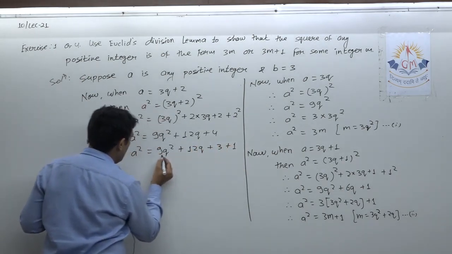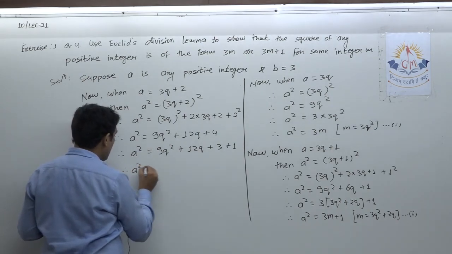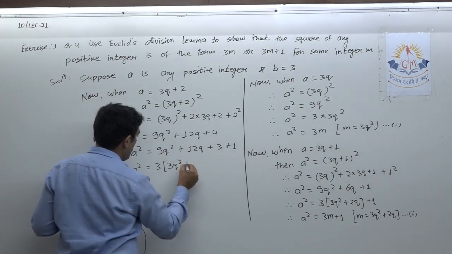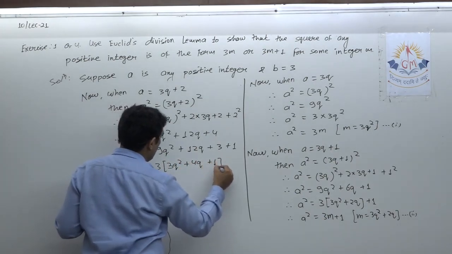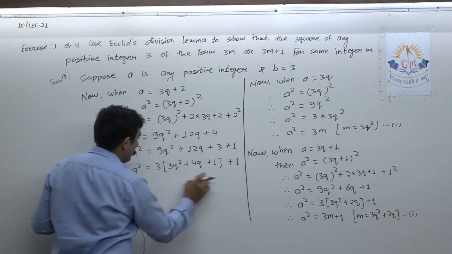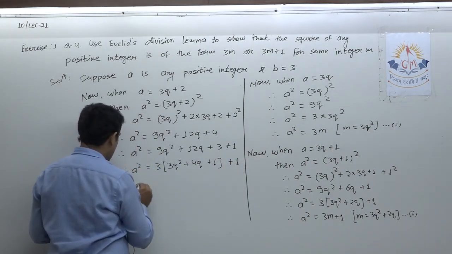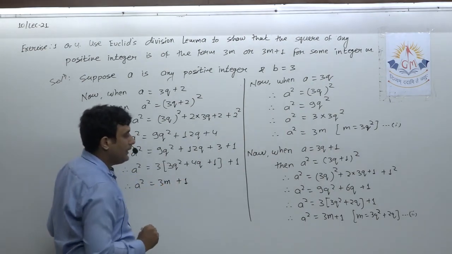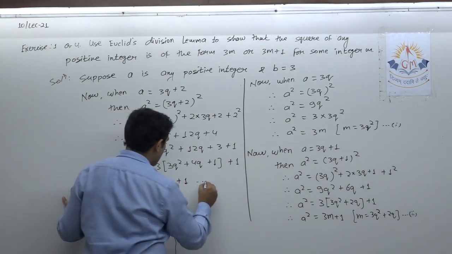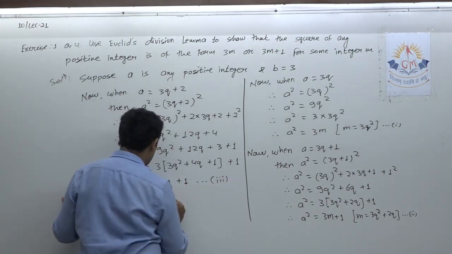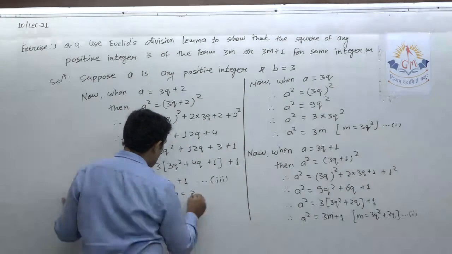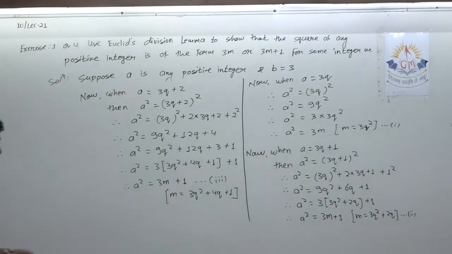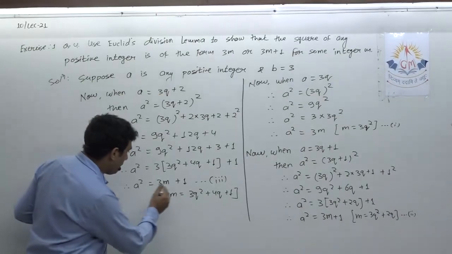Now from these terms, clearly we can take 3 common. So here I get 3q square plus 4q plus 1, and then plus 1. Again this I can represent as m. So I can say a square is equal to 3m plus 1, 3 into something plus 1. So this is equation number 3, and here I have to write that m is equal to 3q square plus 4q. So here a square is equal to 3m plus 1.